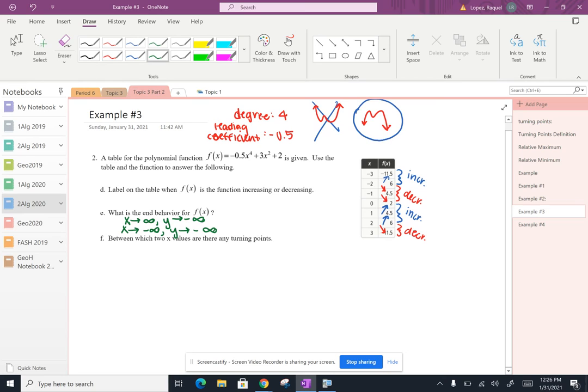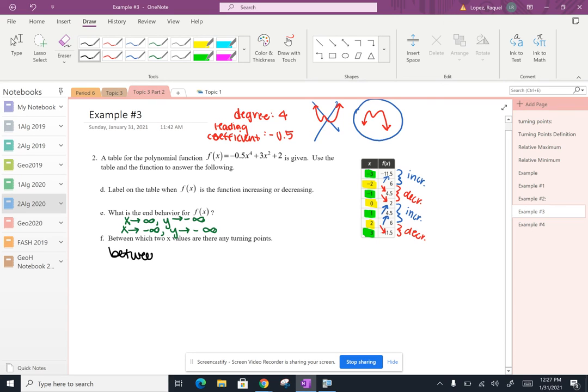Okay, and now we need to identify between which 2 x values our turning points are. We've actually got 3. So I see that between -3 and -1, that's a turning point. I also see one between -1 and 1. And then our last one is going to be between 1 and 3. Those are where our turning points are occurring. So we can go ahead and write that out.